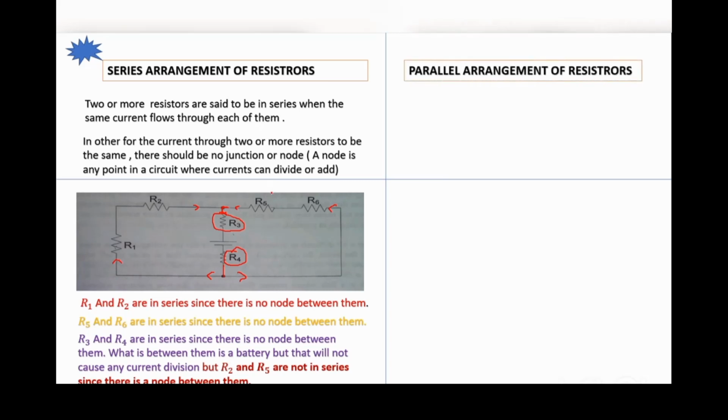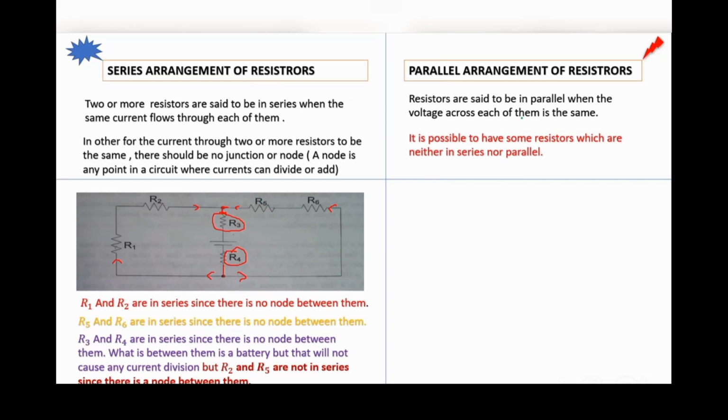Let's move on to the parallel arrangement of resistors. Now, when we talk about the parallel arrangement of resistors, that's the vice versa of the series arrangement of resistors. Let me change my color. So with that, I'm going to use this color. With a parallel arrangement, they will have different current flowing through them, but they'll have the same voltage. So with the series, they have the same current but different voltage. With the parallel, they have the same voltage but different current.